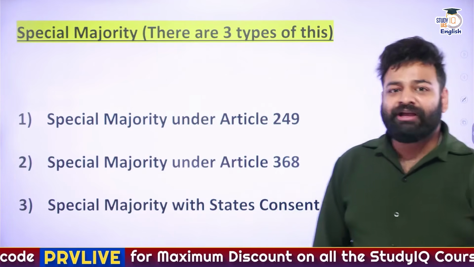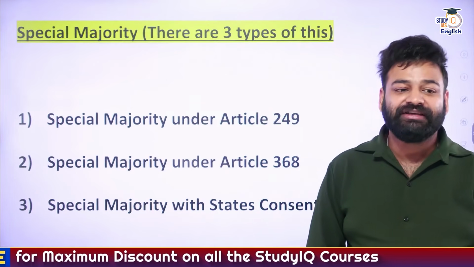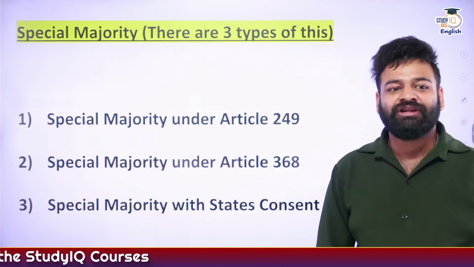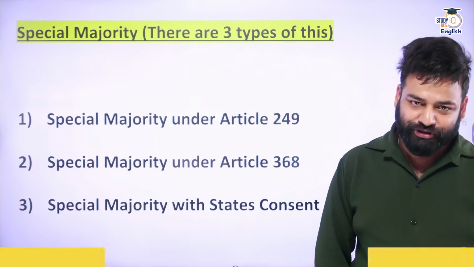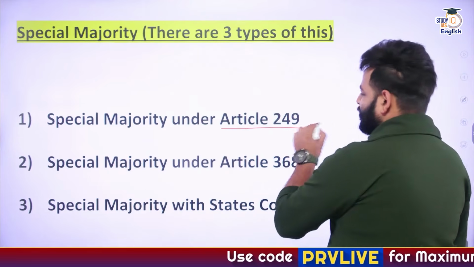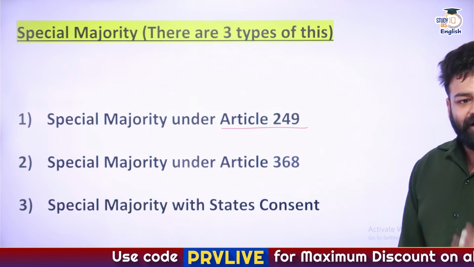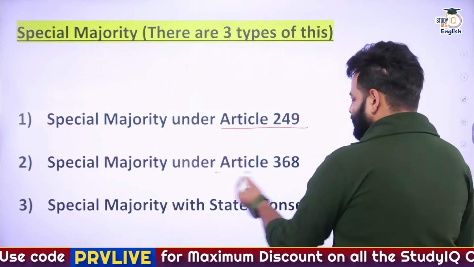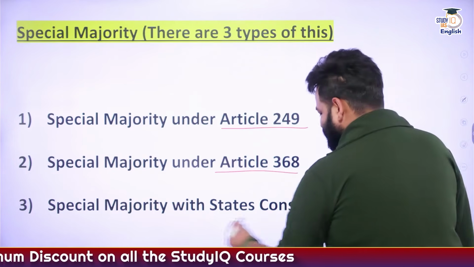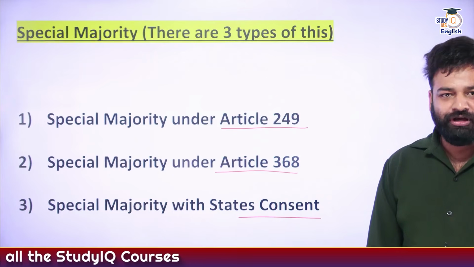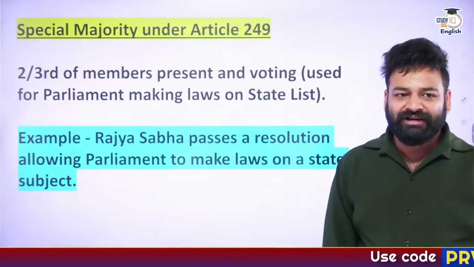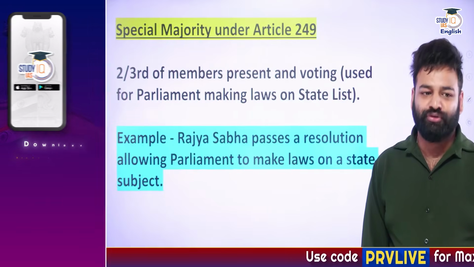Now, talking about the final one, that is the special majority. As discussed in the beginning of the session, there are three types of special majority. What are they? A special majority mentioned under Article 249, special majority under Article 368, and special majority with states' consent. Okay, so let's discuss all of them one by one. When we talk about the first one, that is a special majority under Article 249.